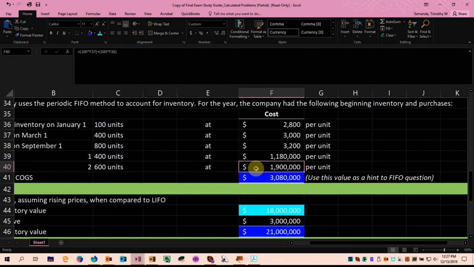And I'm going to repeat that process for the second sale. Remember to keep in mind that for the 400 units that we had, we sold 300 in the first sale, so we only have 100 left.